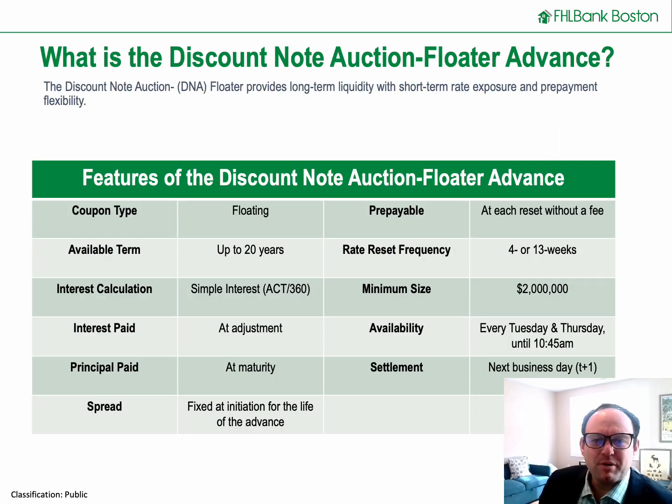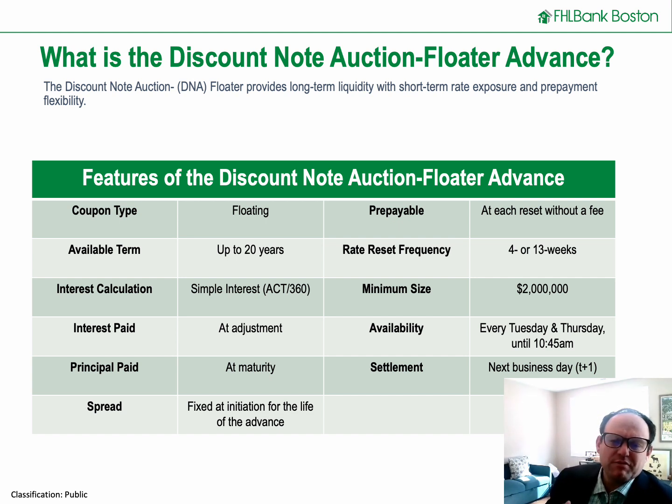So we'll start things off by asking a simple question: what is the discount note auction floater advance? In the table below, you can see some of the basic characteristics for the advance and all the components that go into it. But to summarize, it is a floating rate advance, and the text at the top highlights the three main features of this advance.